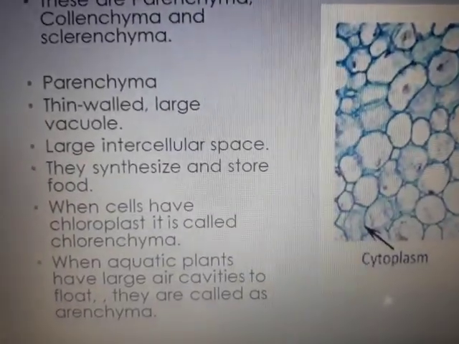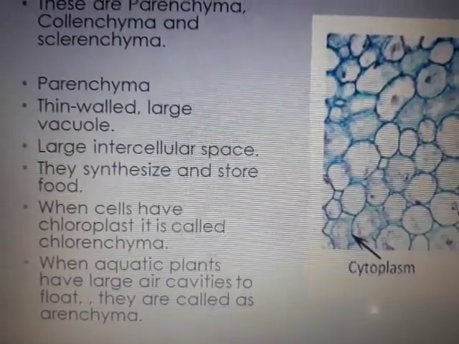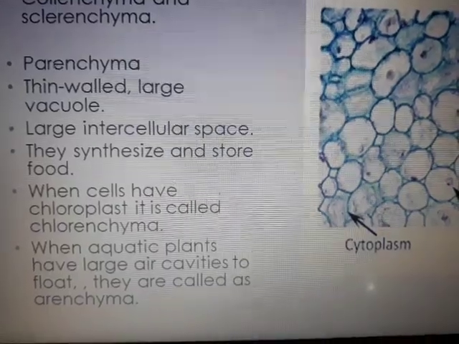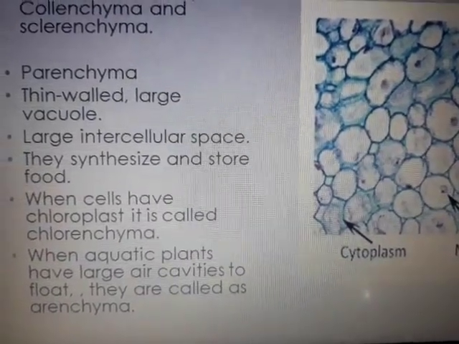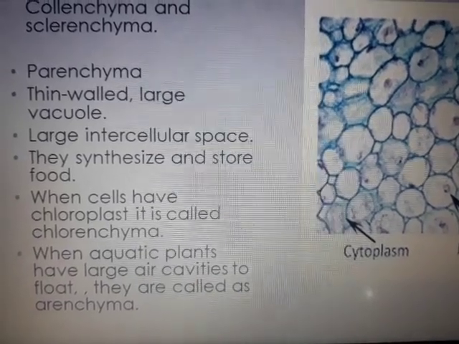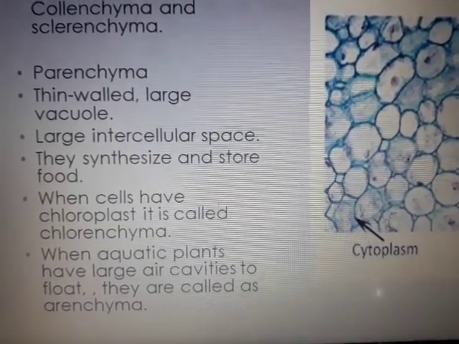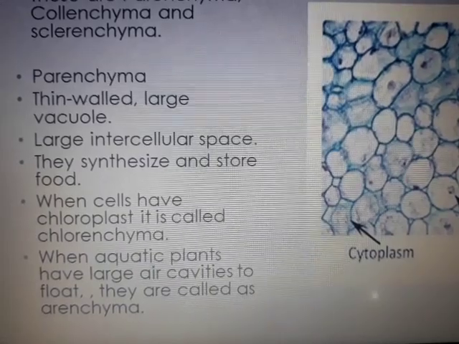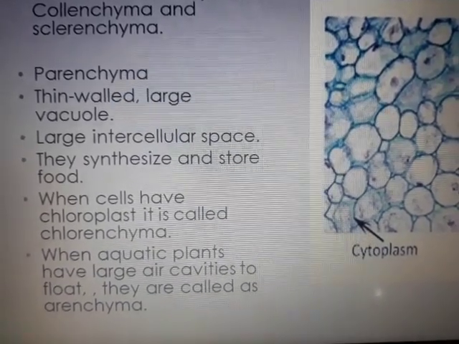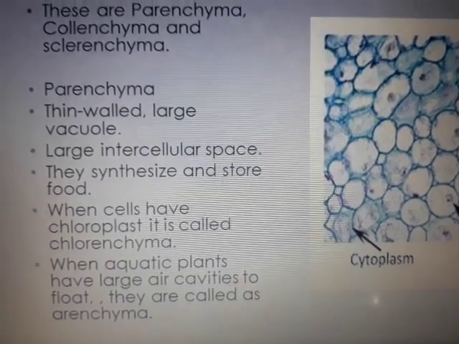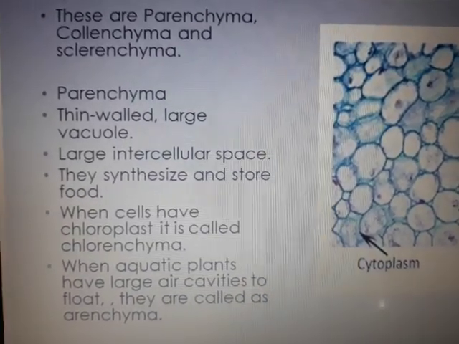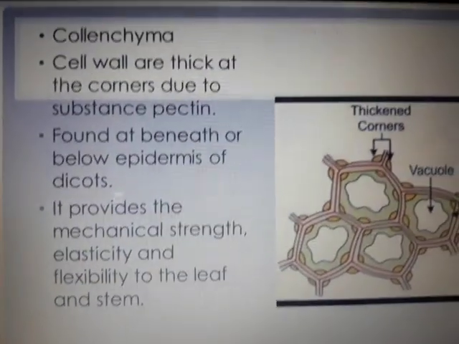But to begin with, parenchyma. These are thin-walled, large vacuoled because they have to often go through cell division. There is no intercellular space. Their function is to prepare the food and store the food. And in case they have got chloroplast, it is called chlorenchyma. And when they have got air cavities, they are called aerenchyma. From an exam point of view, please study this very properly. This is very important.